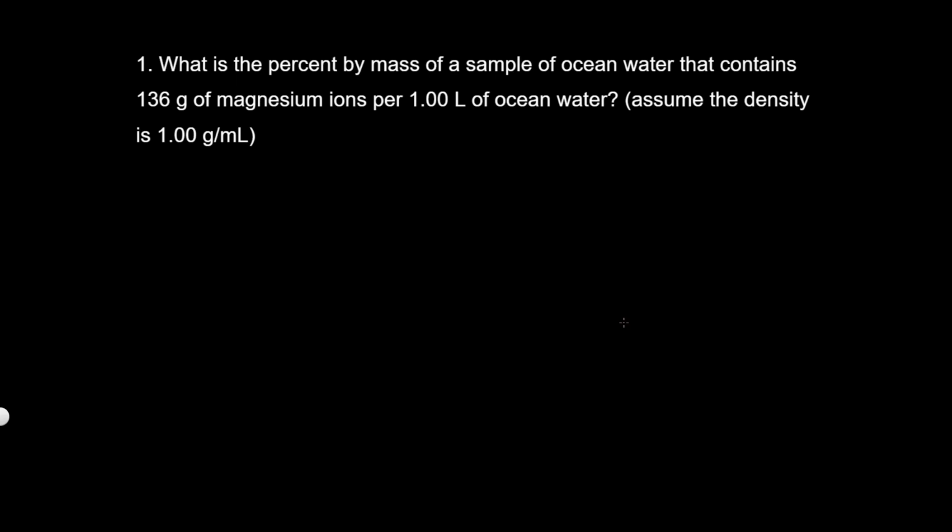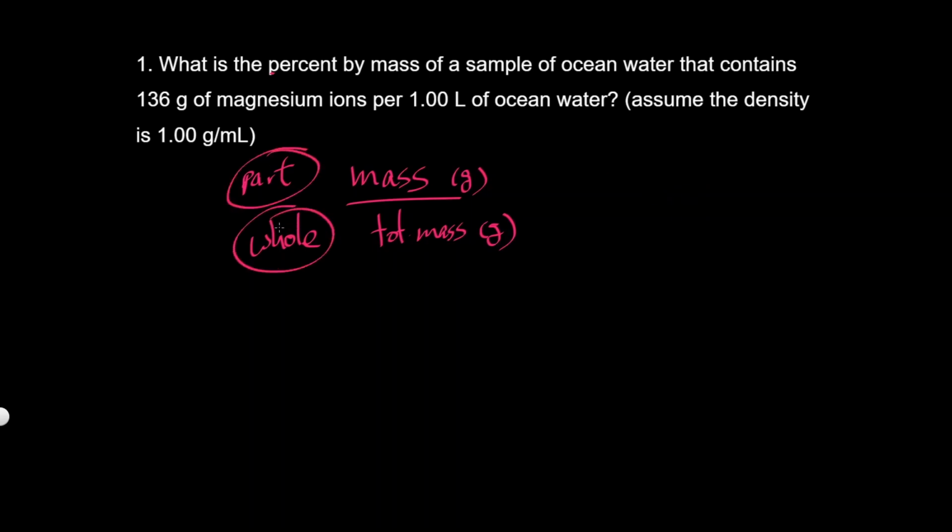Problem number one says, what is a percent by mass? So we need some kind of mass that we want, so this is the part. And since it's percent by mass, the bottom one has to be mass as well. But then the bottom one is the whole mass or total mass. Mass, as we know, is going to be in grams. So let's see what the part is and what the whole is.